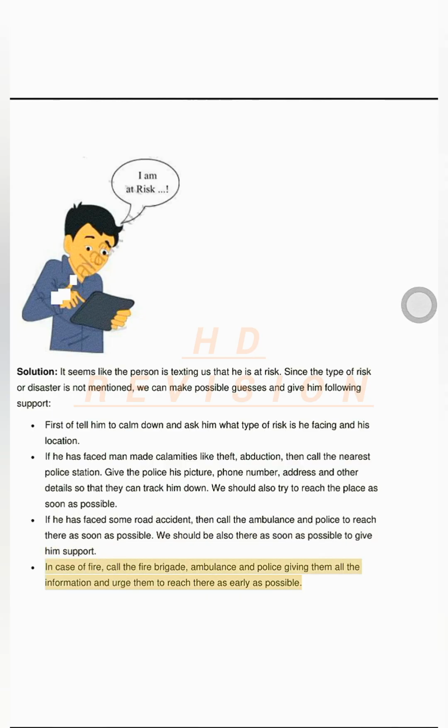In case of fire, call the fire brigade, ambulance and police, giving them all the information and urging them to reach there as early as possible.